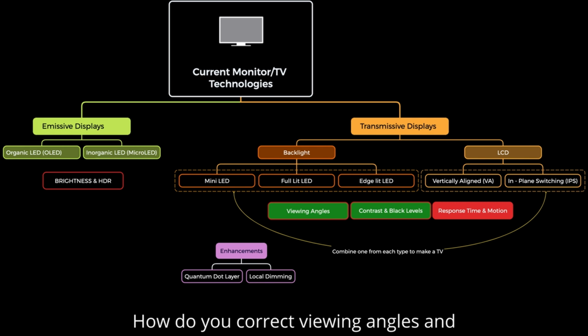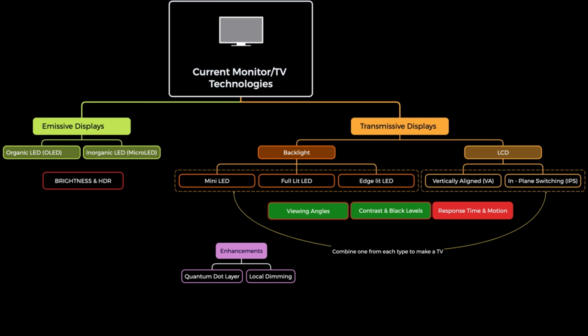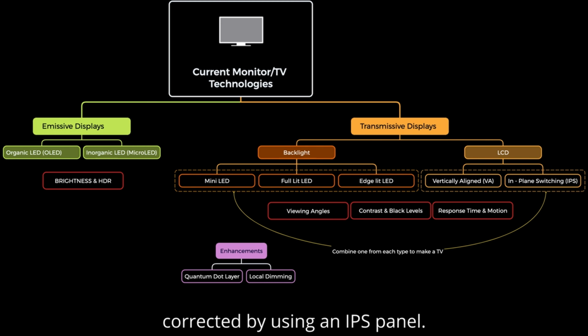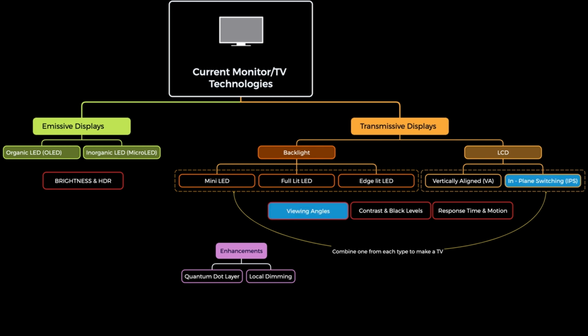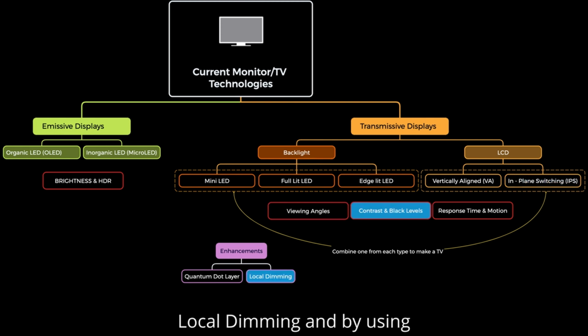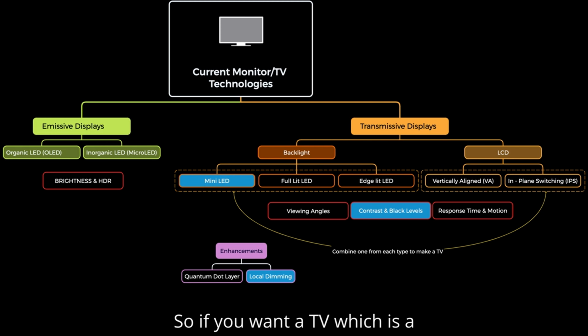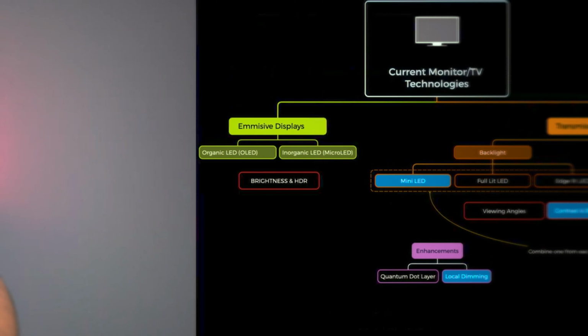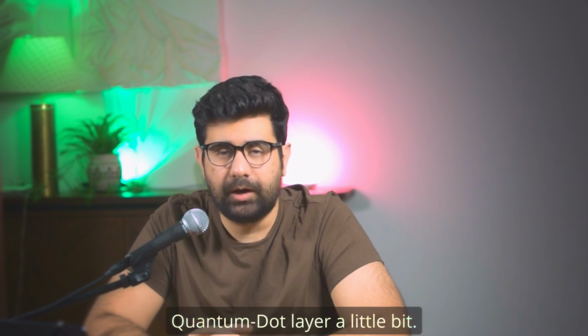How do you correct viewing angles and contrast and black levels? Viewing angles is corrected by using an IPS panel. Contrast and black levels, on the other hand, is corrected via local dimming and by using mini LED. So if you want a TV which is a transmissive display and you want to have perfect or near perfect contrast and black levels, then you should be going with a VA panel with a mini LED backlight and with a local dimming enhancement. Now let's talk about the quantum dot layer a little bit.